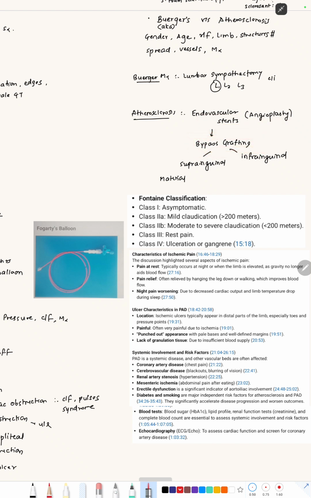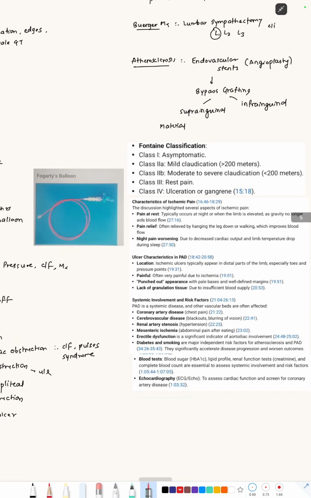Now, bypass grafting is of two types, suprainguinal and infrainguinal. Suprainguinal bypass grafting consists of aortobifemoral grafting. It is done in aortoiliac obstruction. But if there is iliac obstruction or if there is femoral block, if it's an iliac block, then we go for aortofemoral grafting. If it's a femoral block, we go for iliopopliteal grafting.